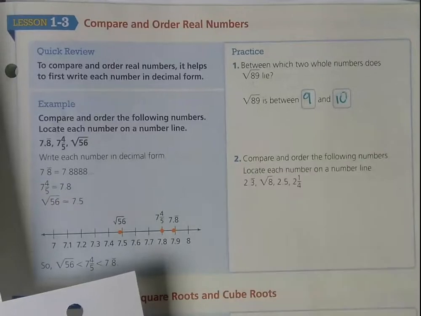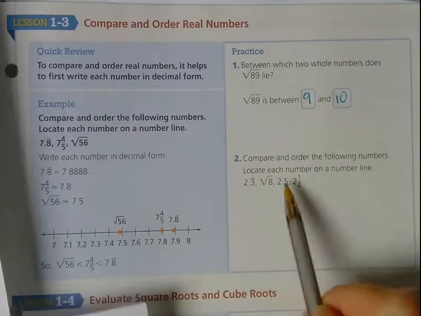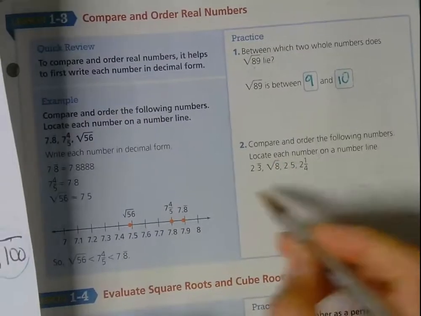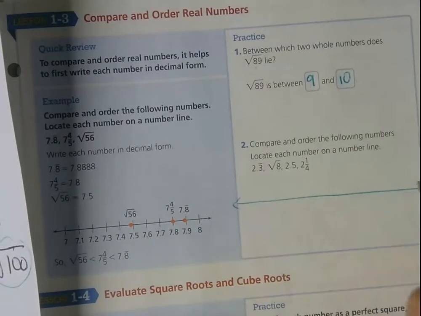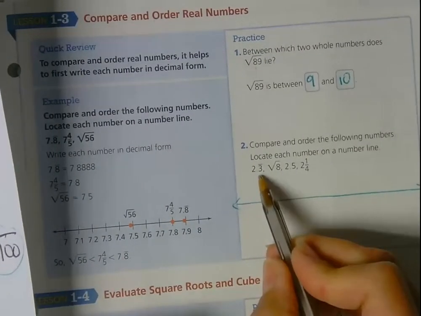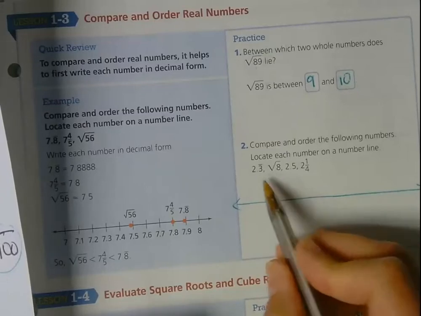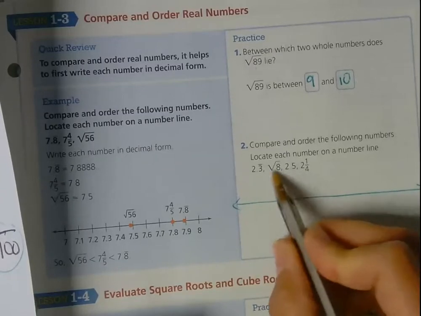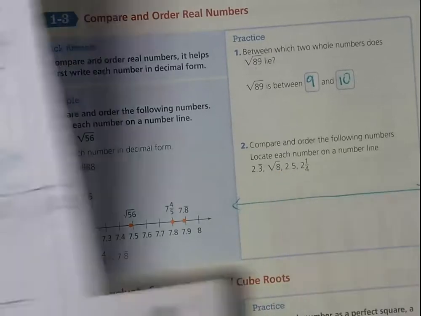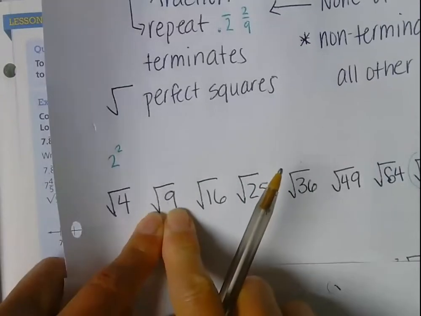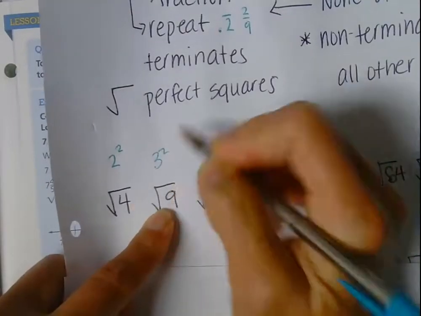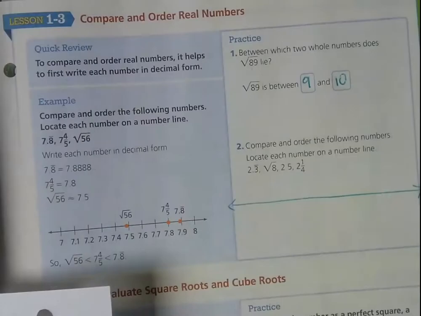Okay, then it's giving me some numbers, and I need to basically put these in order, and if I needed to put them on a number line, I could do that as well. So you want to find the decimal equivalent for each one. So the only one I probably need a calculator for is the square root of 8, which I know from my perfect squares it's a little less than 9, and 3 squared is 9, so I know it needs to be a little less than 3.